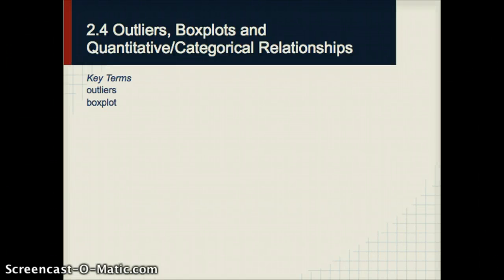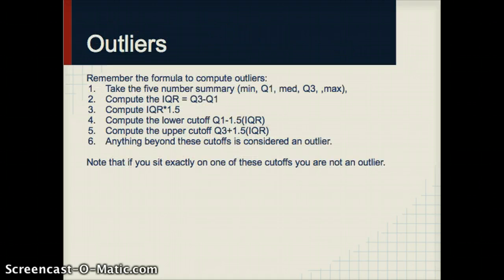Hey class, I just wanted to go over sections 2.4, 2.5, and 2.6, finishing up chapter 2. The key terms in 2.4 are outliers and box plots. I'm not going to talk much about box plots. All they really are is a visual representation of the 5-number summary. But outliers, it's a bit more algorithmic. It tends to be a little bit trickier.